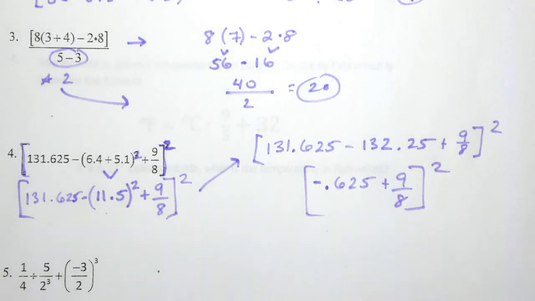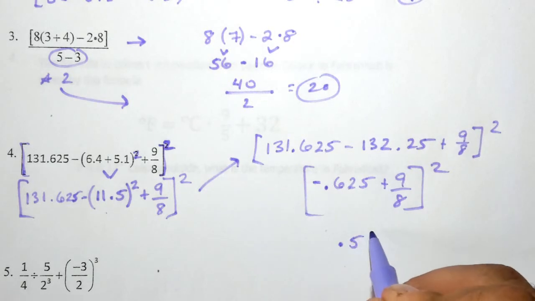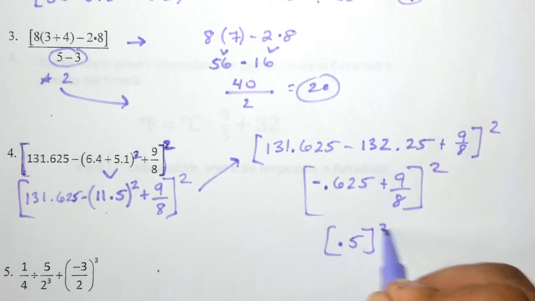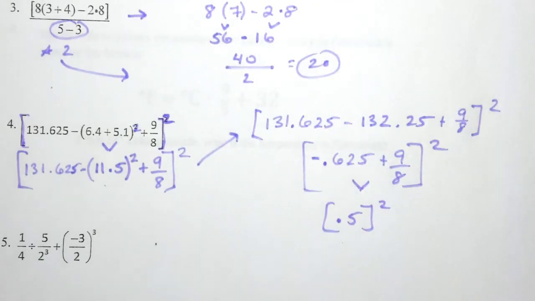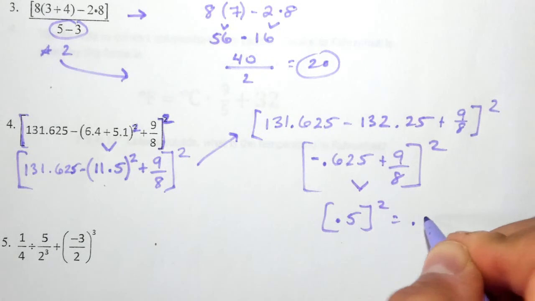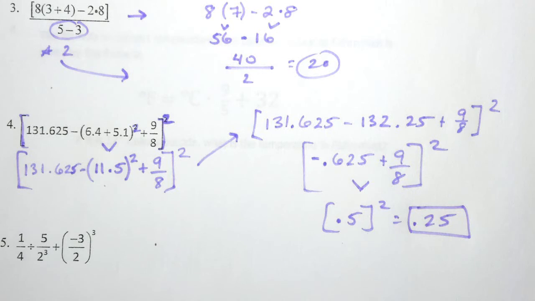Plus, I'm going to use my calculator here. You are allowed to use one at home. I recommend that. So this is going to be 0.5 to the power of 2. This whole inside became 0.5. And then 0.5 to the power of 2 is really just going to be 0.25 or 1/4, and you're done.